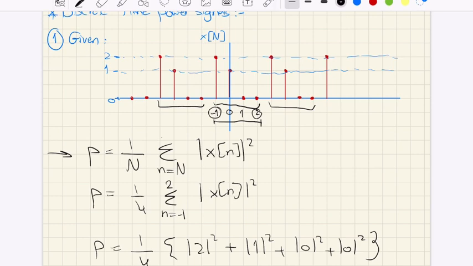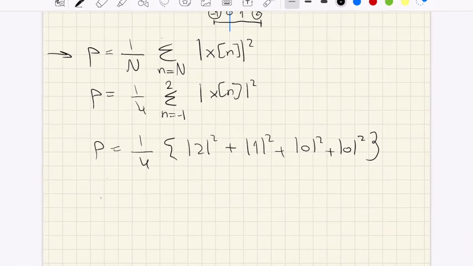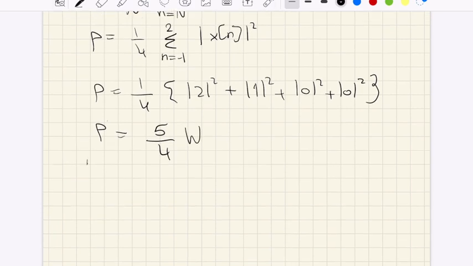As you can see here, this one, the x of n value is 0, and this one, the x of n value is 0. Here it's 1, and here it's 2, and that's how we got these values. And then we calculate P, and we get P equals 5/4 watts, and that would be our final answer for this example.